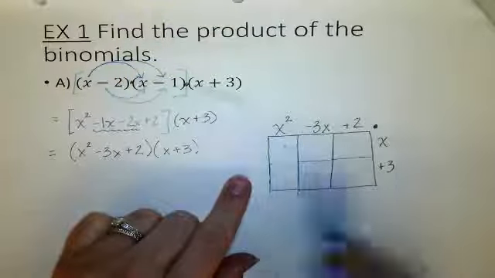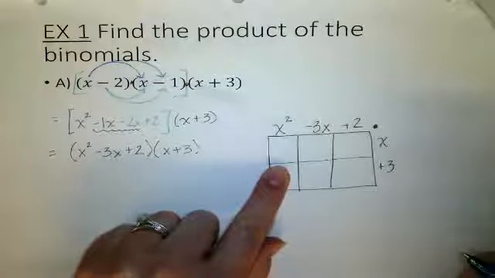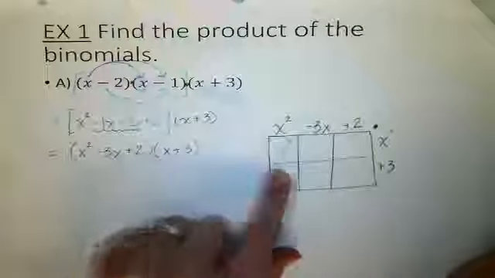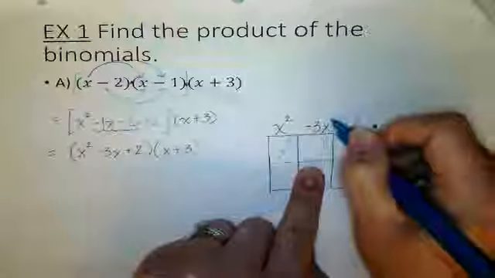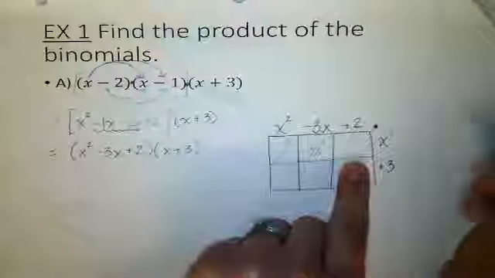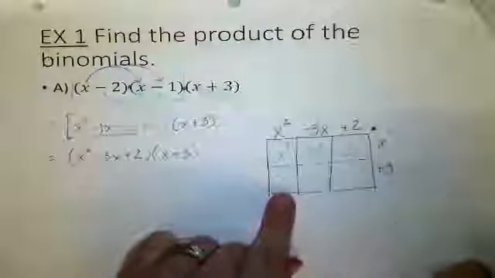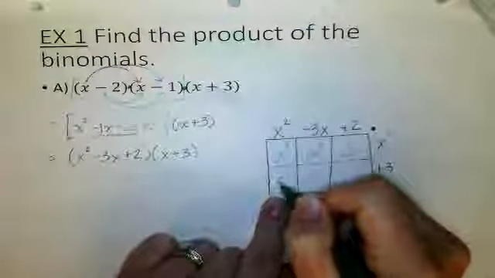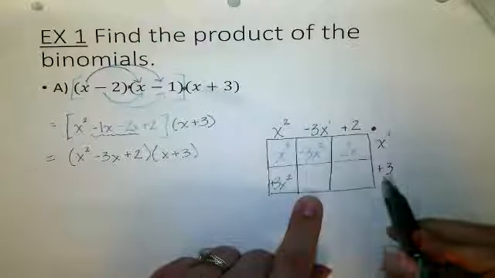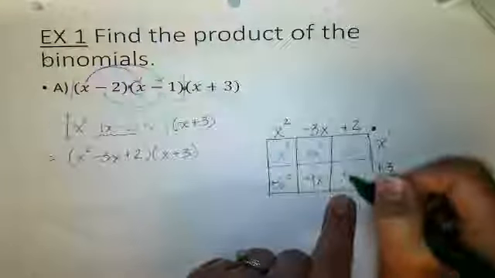We have x squared times x, which gives me what? X to the third. Very good. So again, when we're multiplying, we get to add the exponents. And here we have a negative 3x to the first times an x to the first, which gives me, very good, negative 3x squared. Here we have 2 times x, 2x. In our second row, good, x squared times 3 is positive 3x squared. If you want to put the positive, you can. You don't have to. I like doing it. Negative 3x times positive 3, negative 9x, good. And positive 2 times positive 3, positive 6.